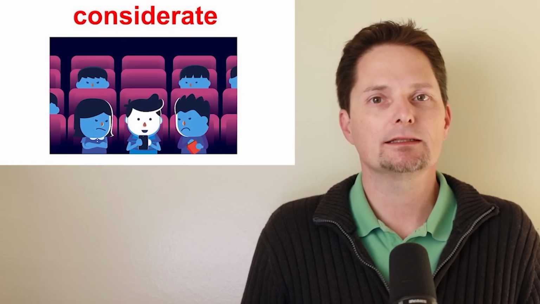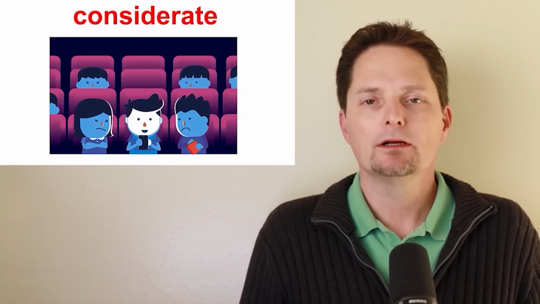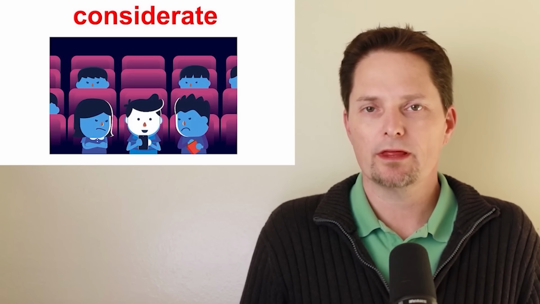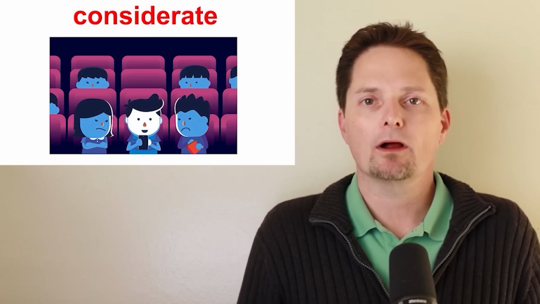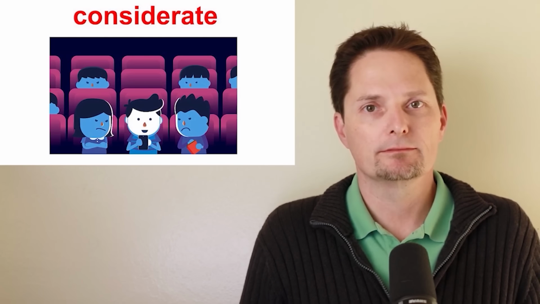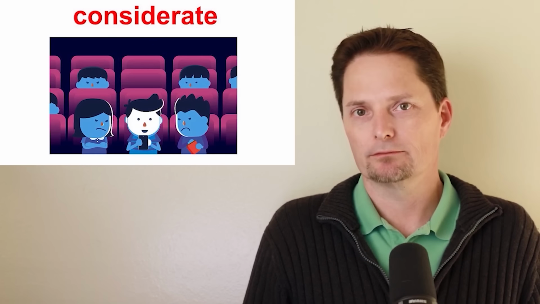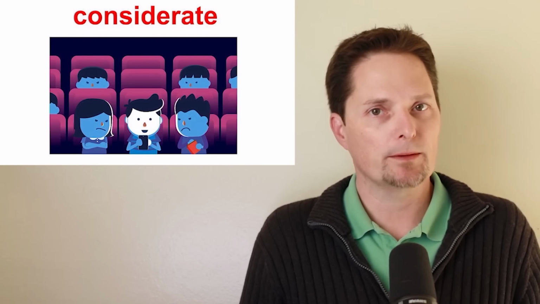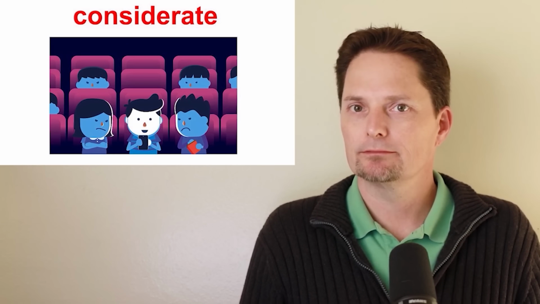That's right, he is illiterate. Next we have considerate. Considerate is an adjective, a description. It describes a person who thinks about other people. If you think about other people and what they feel, then you are considerate. He uses his cell phone in the movie theater, so he does not think about other people and how they feel. He is not considerate.